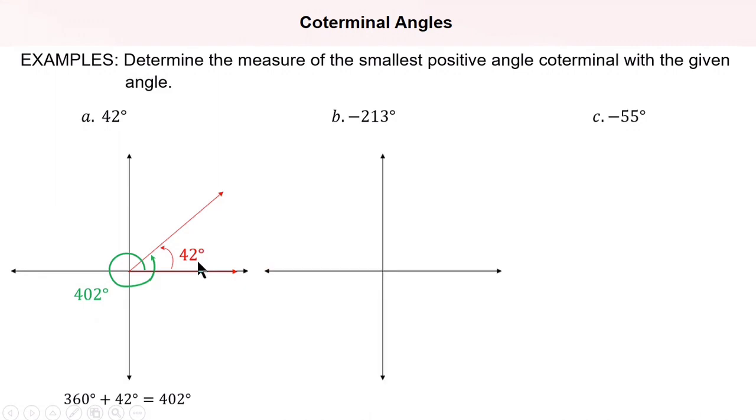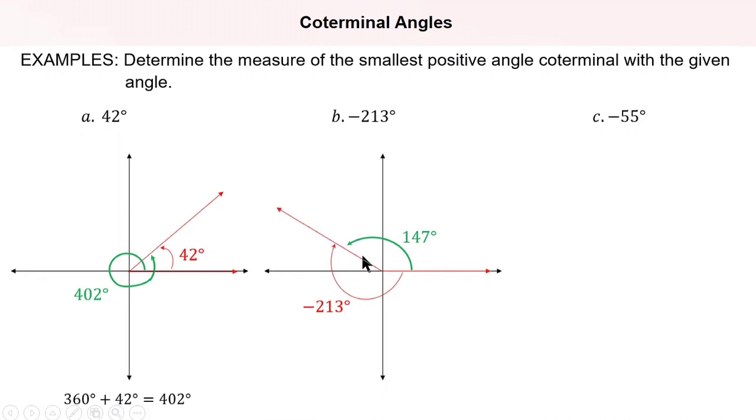Letter B, the angle is negative 213 degrees. So it's a negative angle. And this is negative 213 degrees on the Cartesian plane. The smallest positive angle coterminal with negative 213 is 147 degrees. Again, since we are looking for the smallest positive angle, the direction is counterclockwise and we must stop at the terminal side of the given angle.